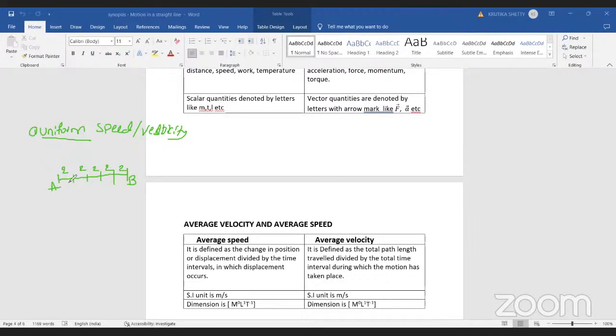Suppose the first 2 meters take 10 seconds. Next 2 meters, 10 seconds. Next 2 meters, 10 seconds, and so on. So speed is defined as the distance traveled by the body upon the time taken. Distance traveled is 2, time taken is 10, therefore it is 0.2. Correct? So this is uniform speed. That is, equal distance traveled by the body in equal time intervals is called uniform speed.